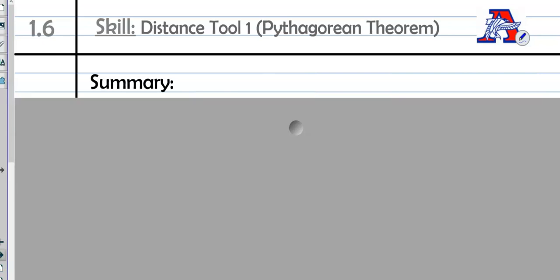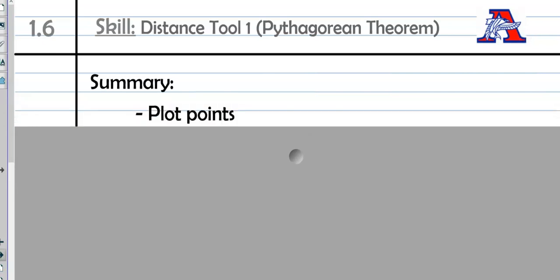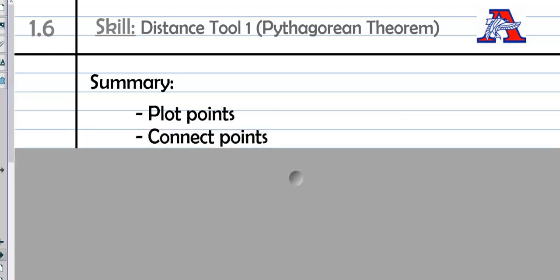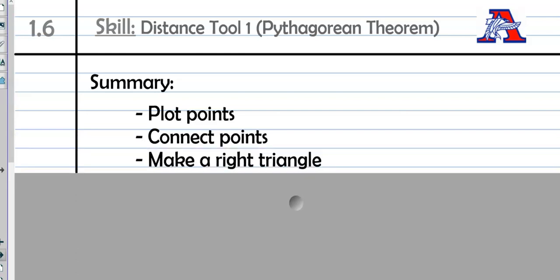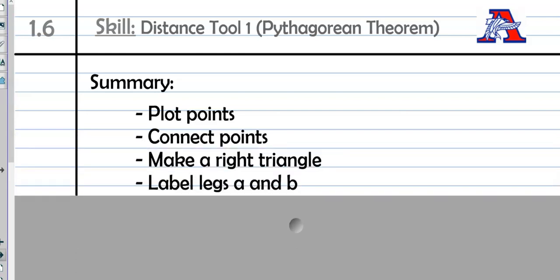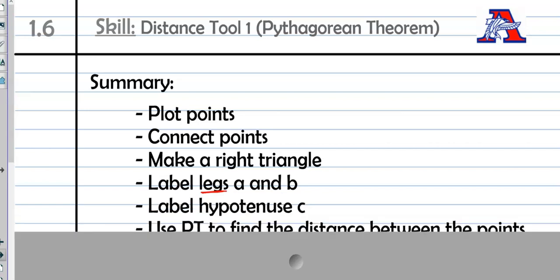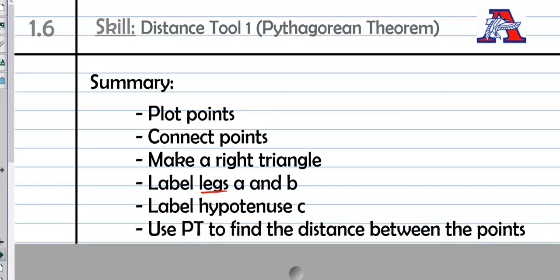All right, so summary, couple important things that you may want to write down in your notes here. Step 1 would be to plot those points. Make sure you're being accurate with your plotting, otherwise you're going to end up in trouble. Once you've done that, connect those points, and that's what we're looking for. That's the distance we're looking for. Make yourself a right triangle. Label your legs A and B. Label the hypotenuse as C. And then use PT, or the Pythagorean theorem, to find the distance between the points.